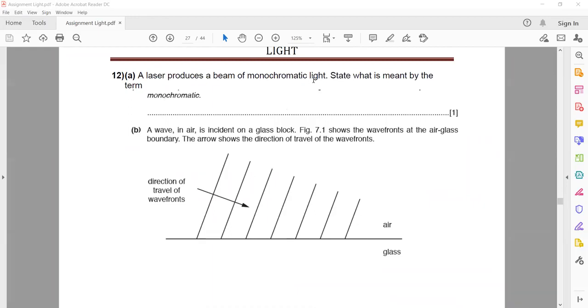A laser produces a beam of monochromatic light. What is meant by the term monochromatic? It means light with a single wavelength, or light which has only one wavelength, we call that monochromatic. If you say single color, scientifically, color is not a right term. That's why specifically wavelength or frequency is used.